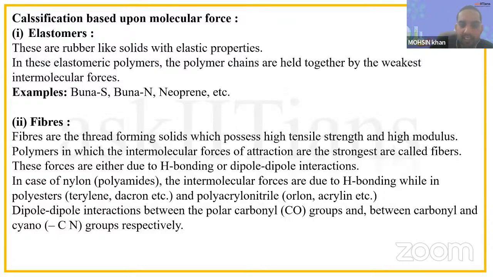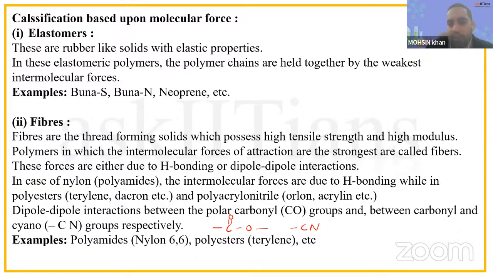So if we are talking about polyester, in polyester we have this kind of structure, COO. So there will be a dipole formed, and this dipole will interact with another dipole. And in polyacrylonitrile we have CN, so here again a dipole will form. So due to this, we have dipole-dipole interaction between the fibers. So they have high tensile strength and high intermolecular forces of interaction.